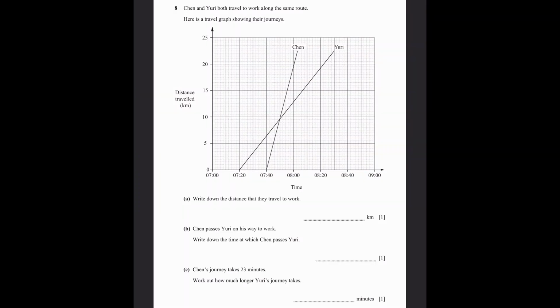Question 8. Chen and Yuri both travel to work along the same route. Here's a travel graph showing their journeys. A. Write down the distance that they travel to work.